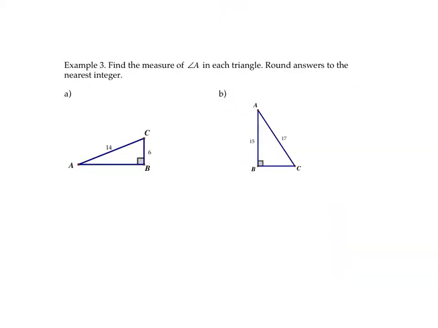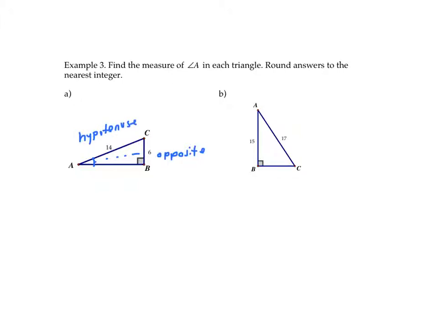Okay, in our third example, we want to find the measure of angle A in each triangle. This is round answers to the nearest degree. So notice that angle A is right here. The two sides that I've labeled are the opposite leg, because I went all the way across the triangle to get to that side, so it's the opposite side. 14 is the hypotenuse.